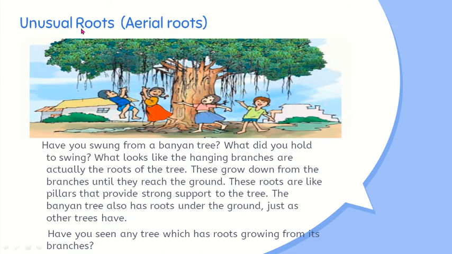Next, unusual roots, aerial roots. Have you swung from a banyan tree? What did you hold to swing? What looks like the hanging branches are actually the roots of the tree. These grow down from the branches until they reach the ground.